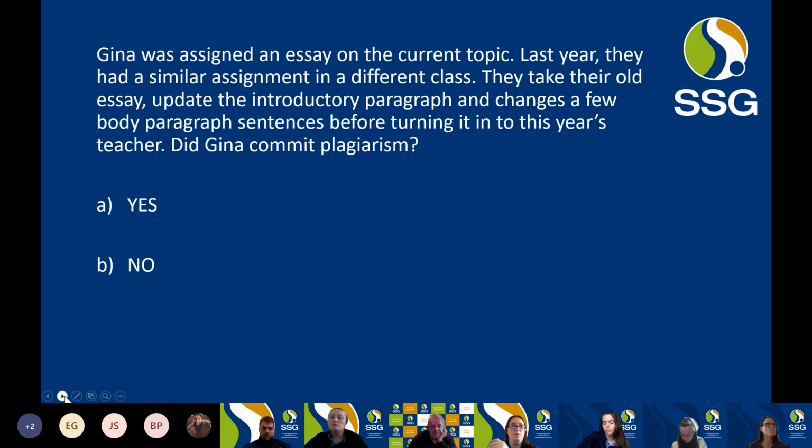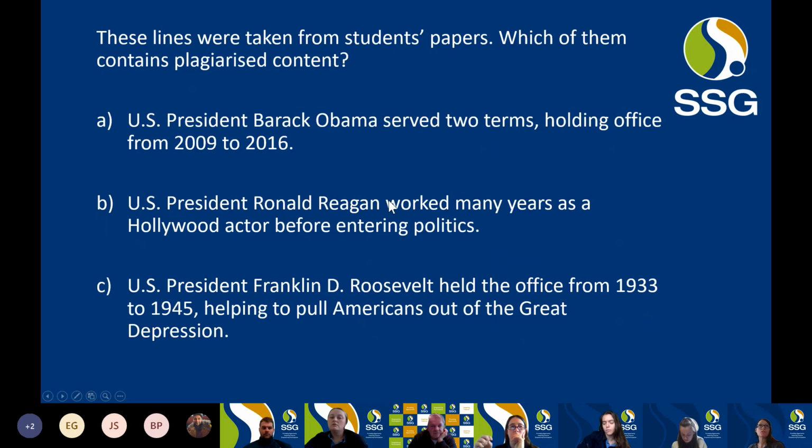Okay, next one. These lines were taken from students' papers. Which of them contains plagiarized content? A, US President Barack Obama served 2 terms holding office from 2009 to 2016. B, US President Ronald Reagan served many years as a Hollywood actor before entering politics. Or C, US President Franklin D. Roosevelt held the office from 1933 to 1945, helping to pull Americans out of the Great Depression. Which, if any, contain plagiarized content?